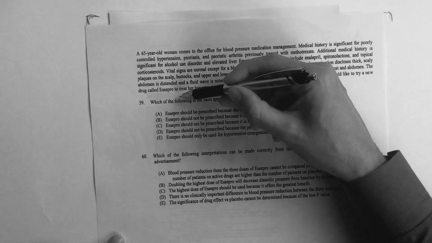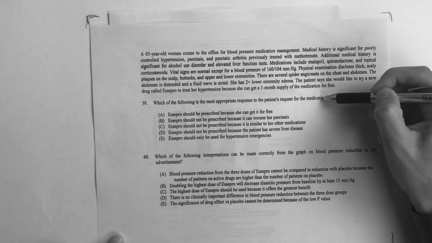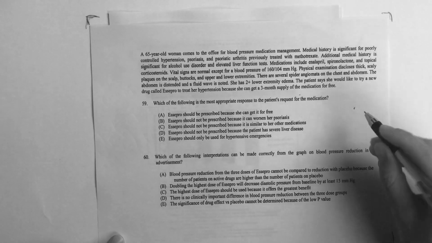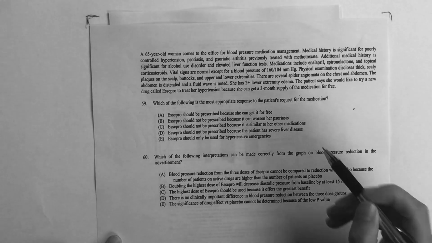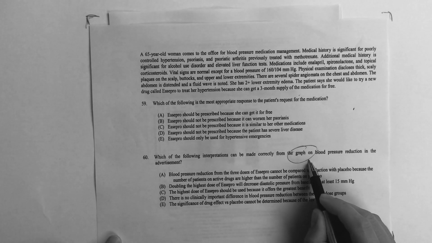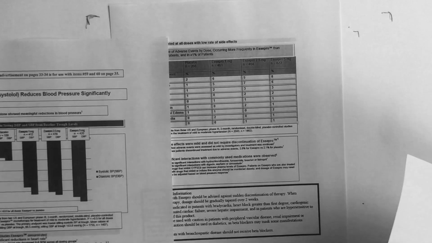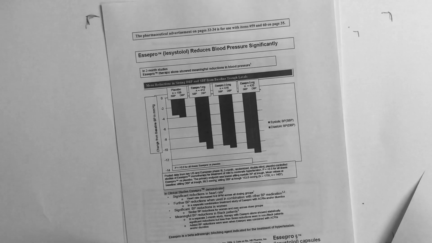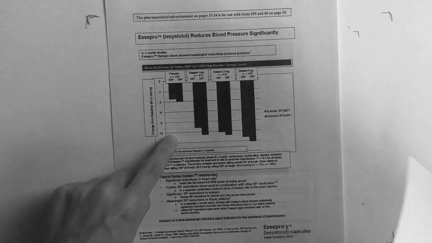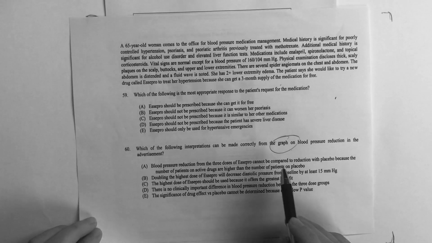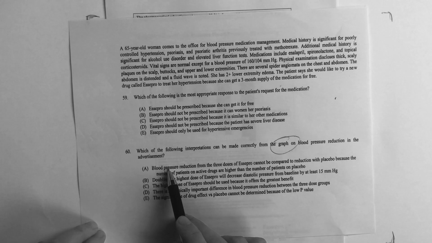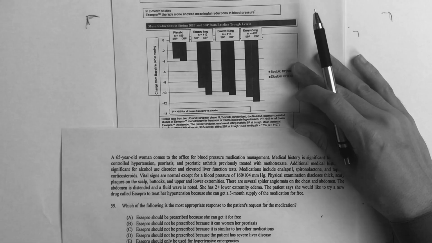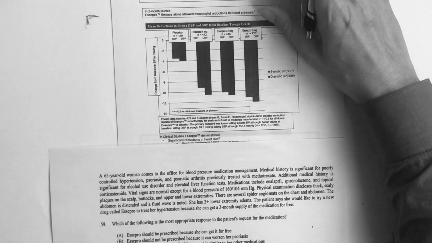When I look at this one, it says which of the following is the most appropriate response for the patient's request. Okay, that's not a math problem, so I'm going to put it on pause. This one says which of the following interpretations can be made correctly from the graph. Whenever there's a graph, to me that's going to be a math problem because it's something I can pinpoint. I don't have to read the entire thing and get bogged down. I can go straight to something and see if I can get the answer. So which of the following interpretations can be made correctly from the graph on blood pressure reduction in the advertisement? And see if we can fit them both right there.